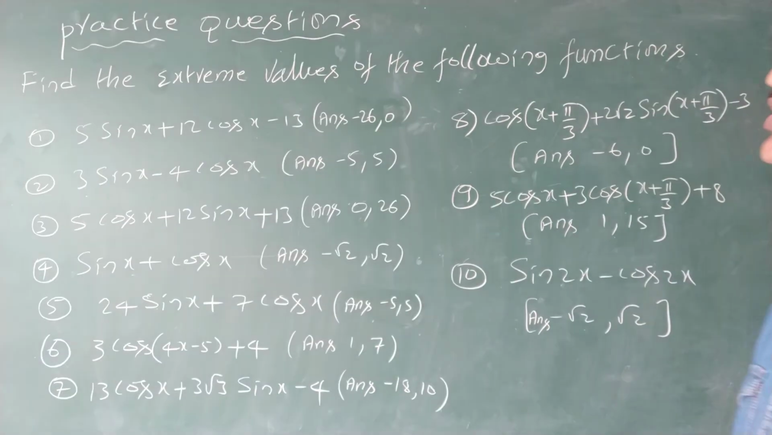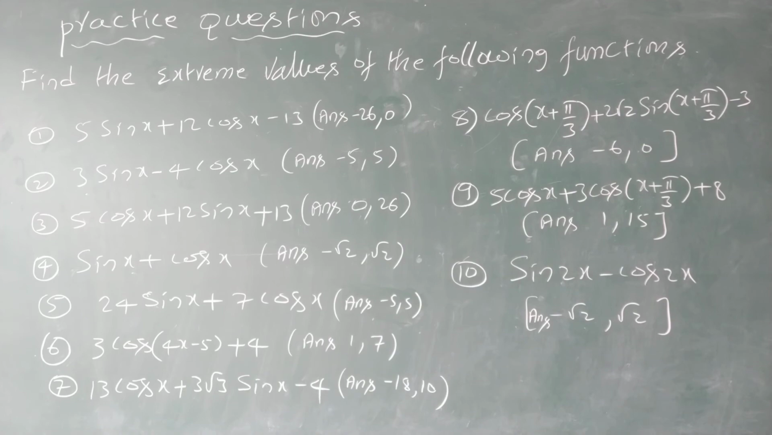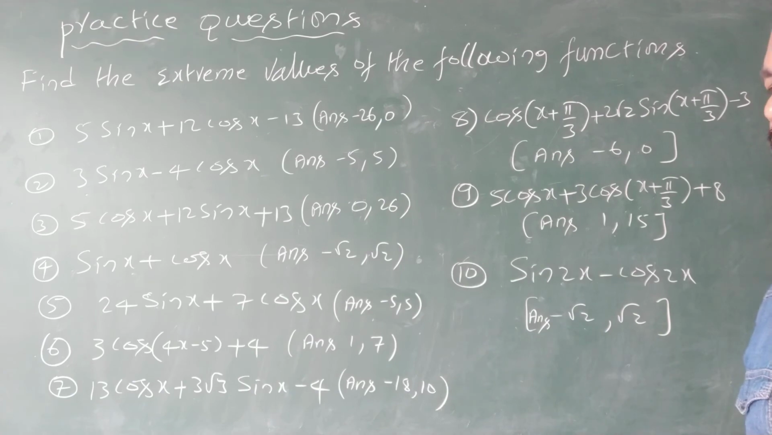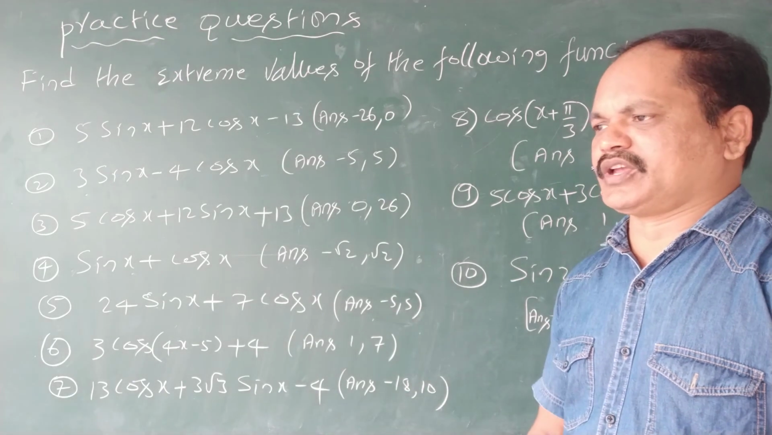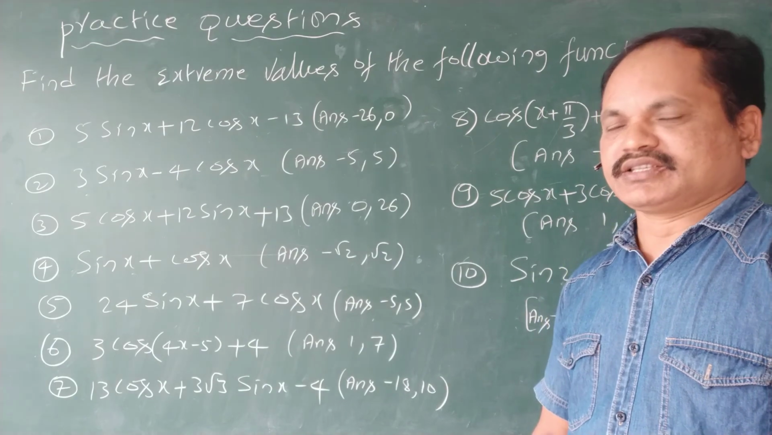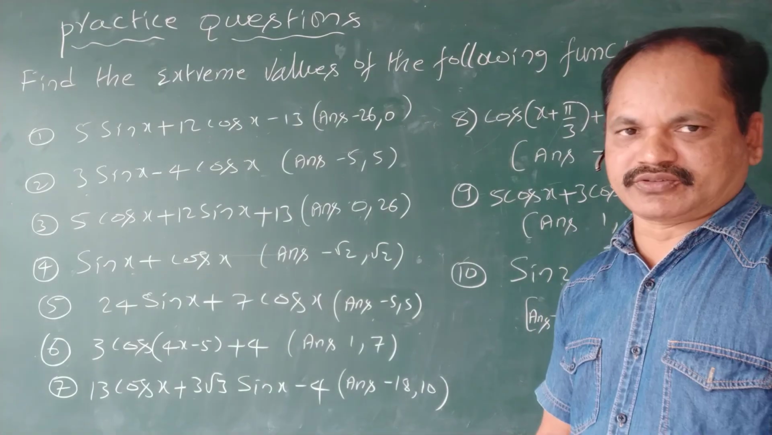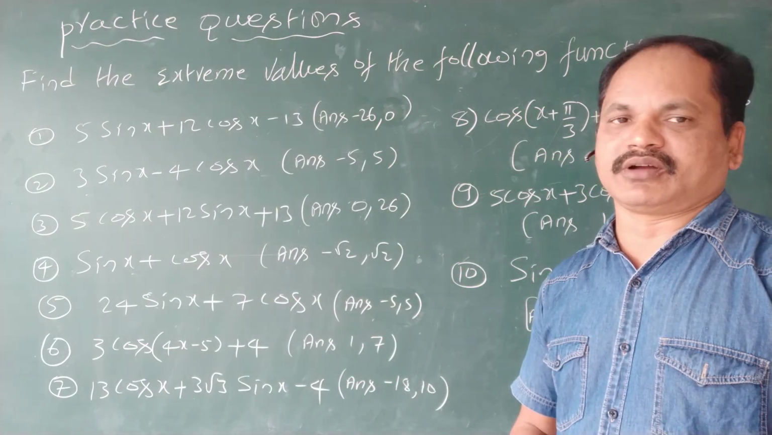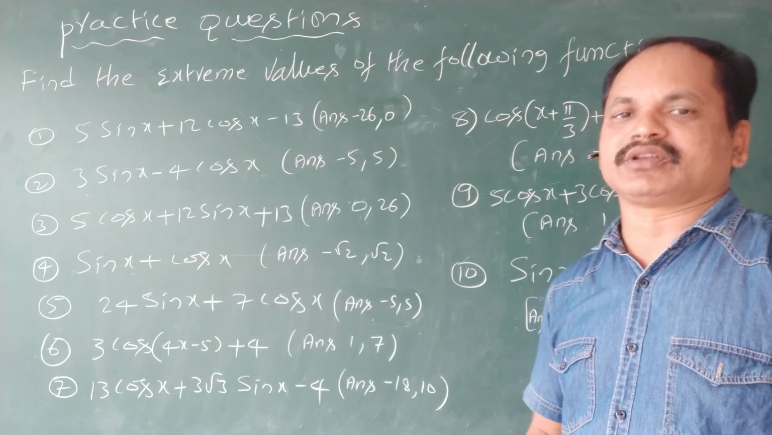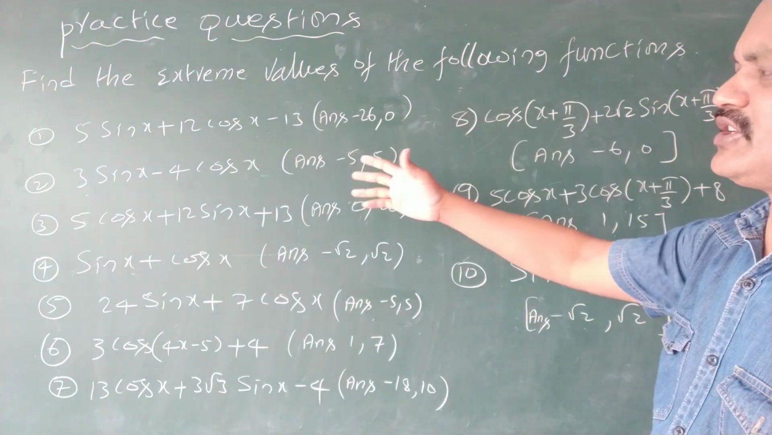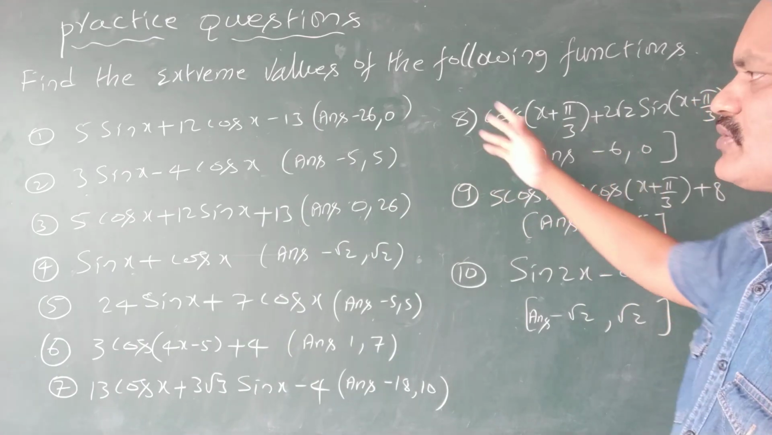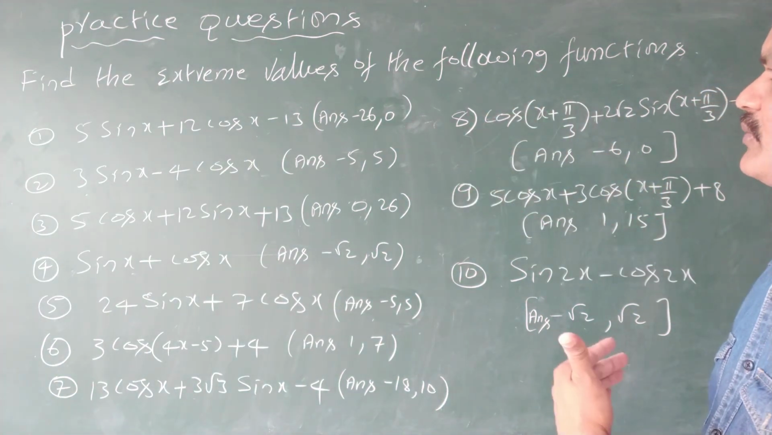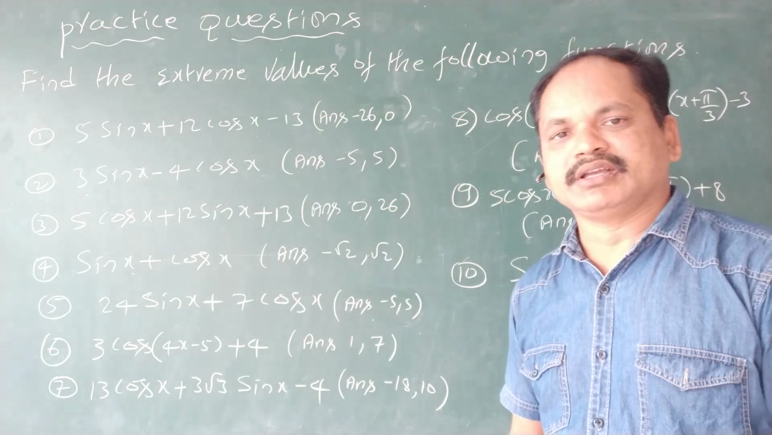Now practice these questions. Find the extreme values of the following functions. The minimum value and maximum value, according to the same formula, for a cos x plus b sin x plus c are c minus root a square plus b square and c plus root a square plus b square. The range of that function is nothing but the closed interval from c minus root a square plus b square to c plus root a square plus b square. So you can apply this formula and find the extreme values. You can solve all these questions by comparing with the form a cos theta plus b sin theta plus c. Okay, right.